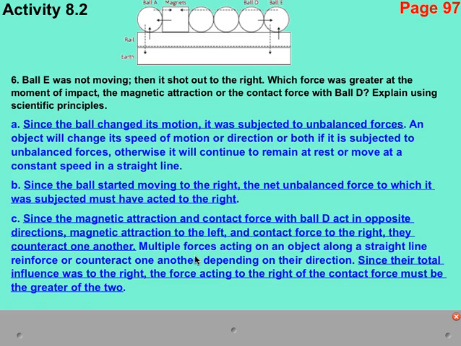So since the ball started moving to the right, the net unbalanced force to which it was subjected must have acted to the right. Therefore, the magnetic attraction and the contact force, which one was larger? It had to have been the contact force. Otherwise, ball E would not have moved to the right because the magnetic pole was pulling it back to the left. If the magnet was larger, ball E wouldn't have moved out. In fact, if it was too large, ball E would continue to move to the left, which would be hard to do because it would have to go through balls B, C, and D.